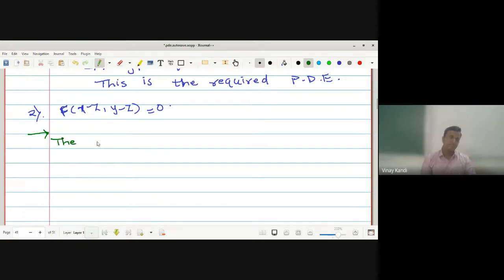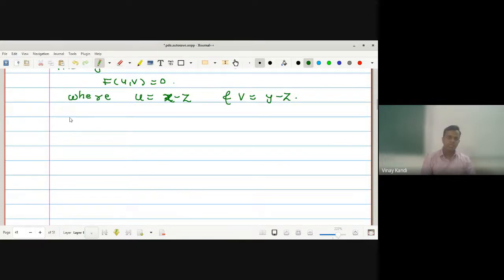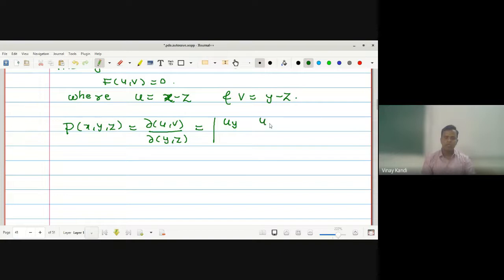The given function is of the form f of u and v is equal to 0, where u is x minus z and v is y minus z. Okay, now calculate the capital P. Capital P of x, y, z. P is the function of x, y, z. So what is P? It is the Jacobian of (u, v) with respect to (y, z). Can you find this? Calculate u_y, u_z, v_y, v_z. Calculate this and tell me what you get.